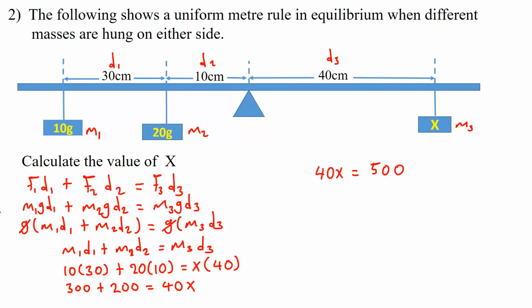At this point, since we want to find the value for x, we can divide by 40 on both sides. 40 into 40 will cancel out, and then we'll remain with an x. So therefore, if you divide 500 by 40, you have a value of 12.5 grams. So the value of x is just 12.5 grams.